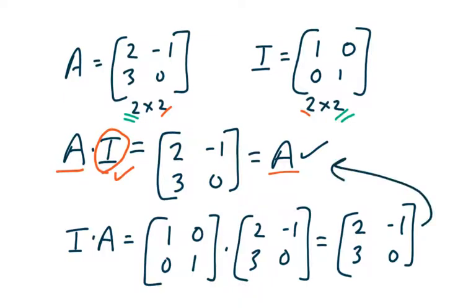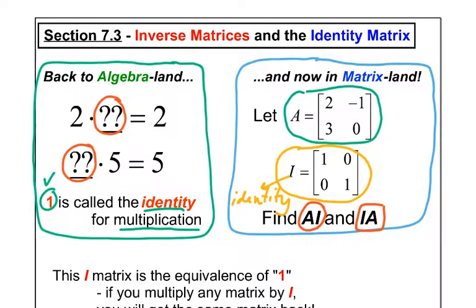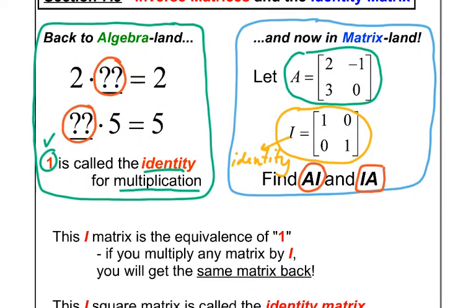So therefore, we can call I the identity. And based on what you see here, this I matrix, the identity matrix, is basically the matrix version of the number 1. This basically means the number 1, where if I multiply any matrix into it, or if I multiply it times any matrix, I will get that same matrix back out. It is the number 1. So we call that the identity matrix.